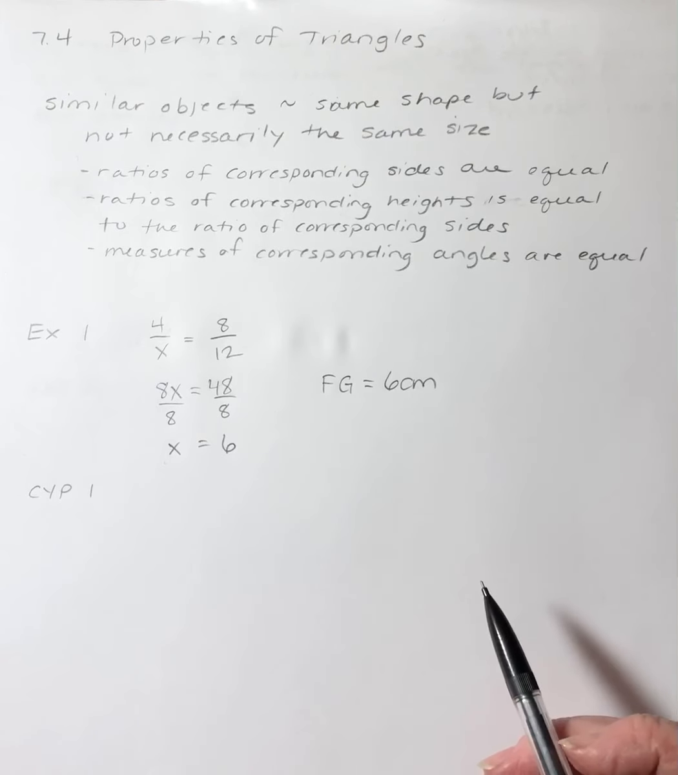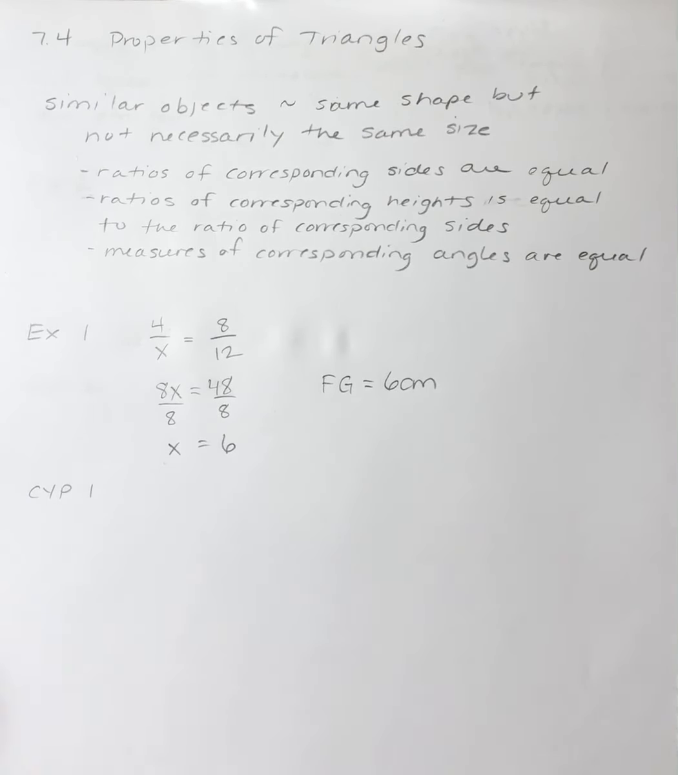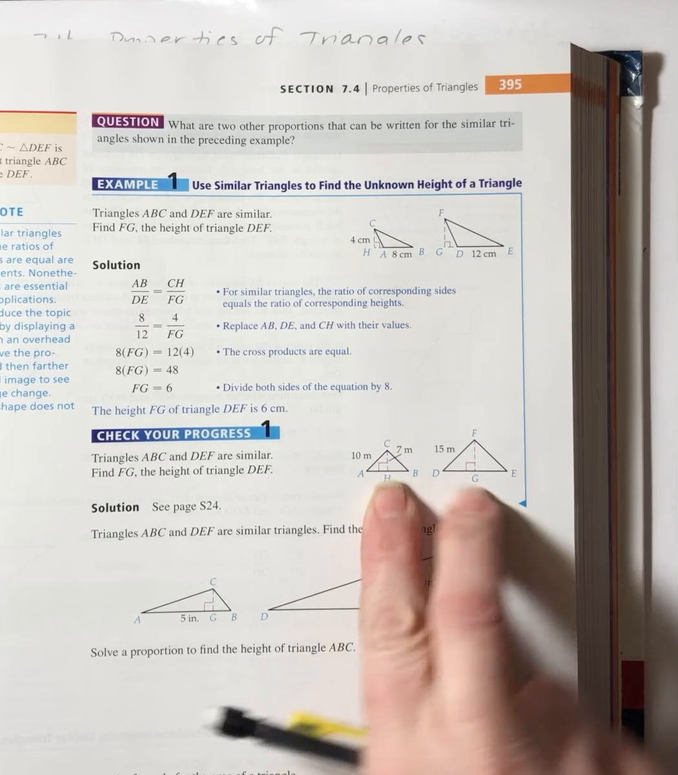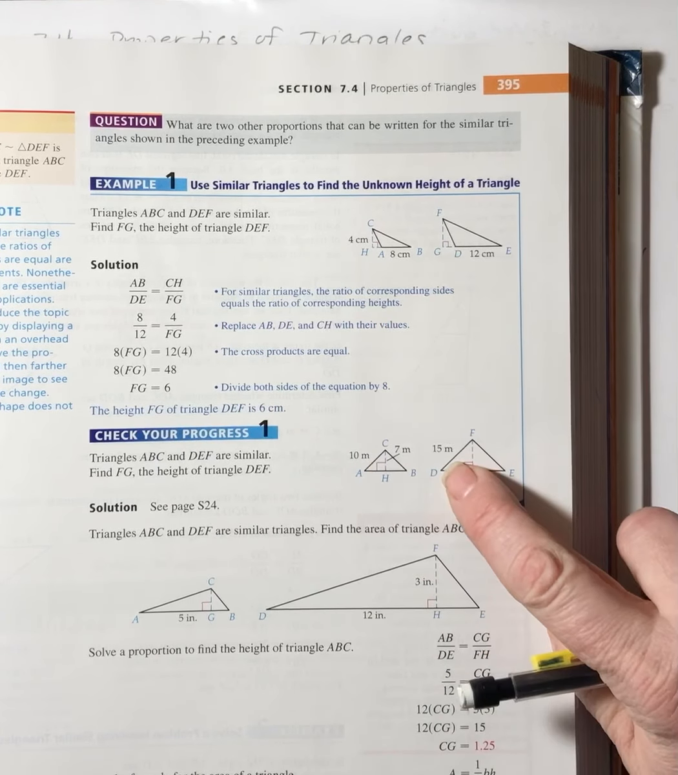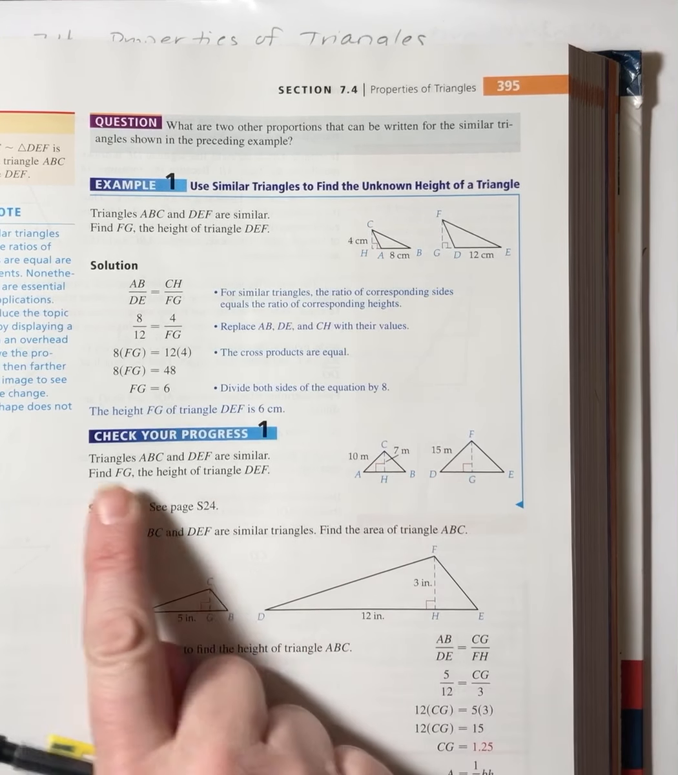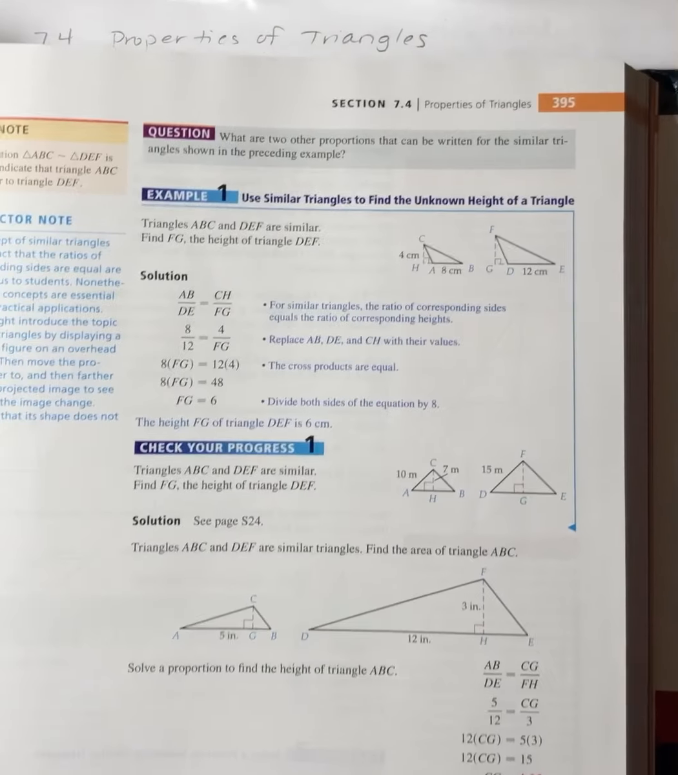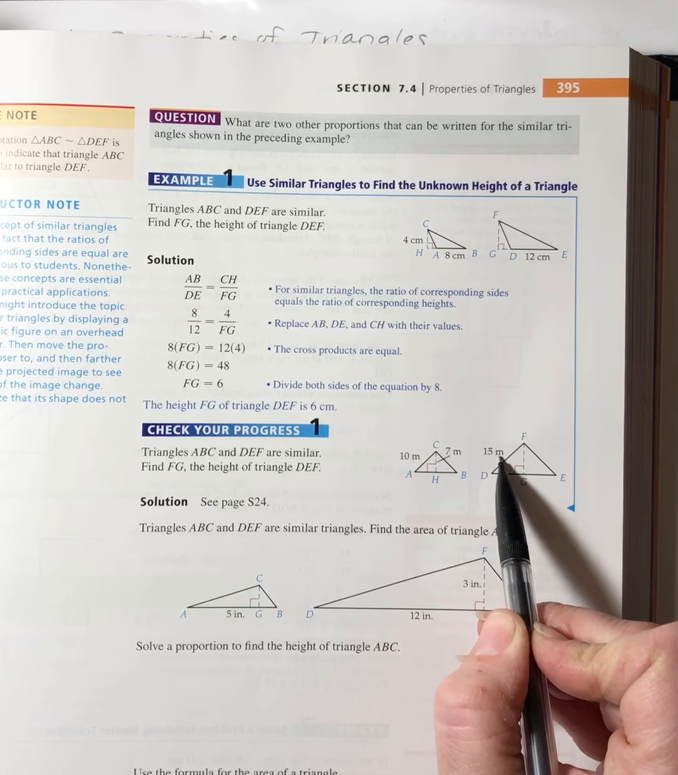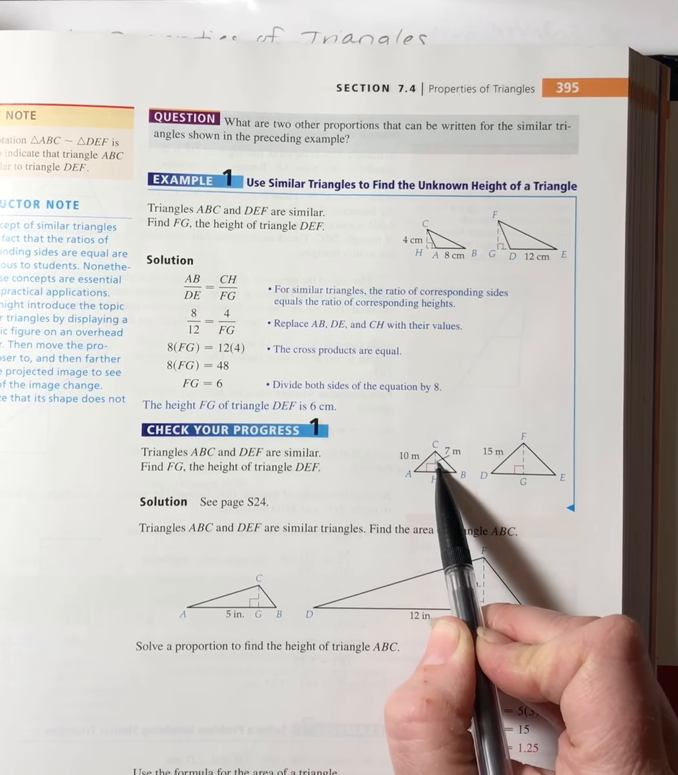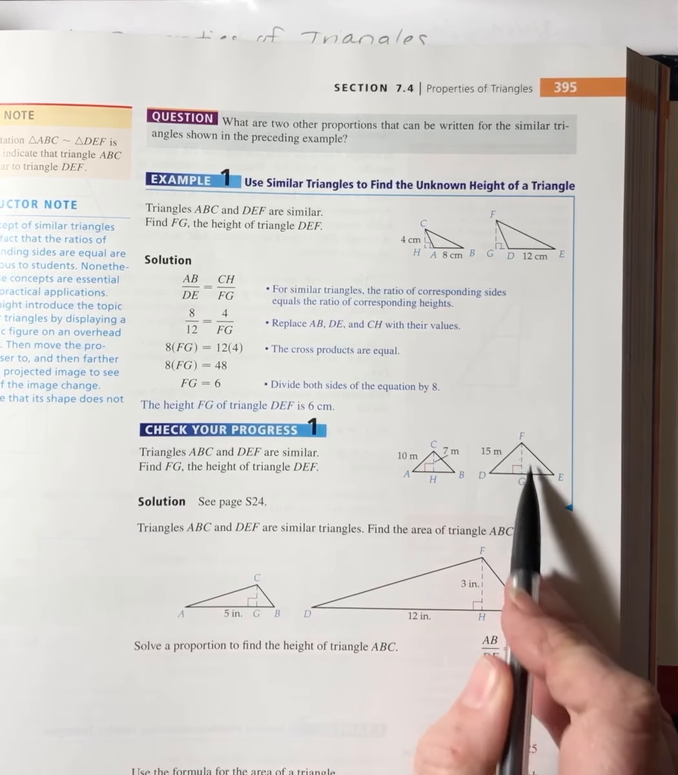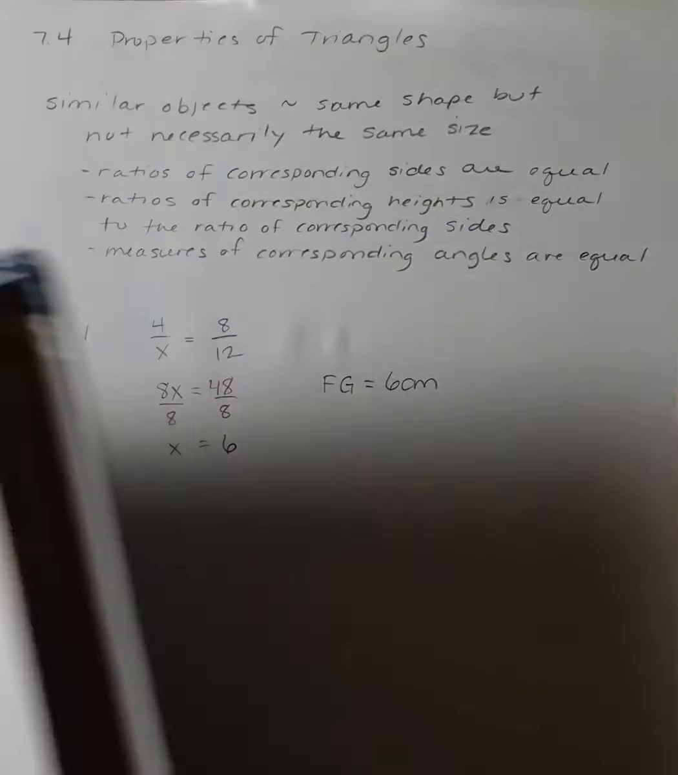So check your progress 1. Again, they're going to have these pictures for you. They're going to have this triangle. We have this side, and then we have the height and the height. Now this is the one that they don't have anything for you. Here's how I'm going to set it up. I'm going to set it up 10 over 15 equals 7 over x. Again, they're looking for FG, the height.